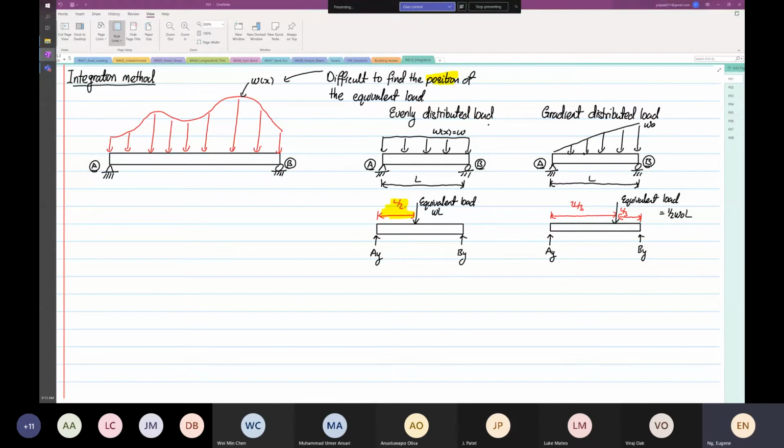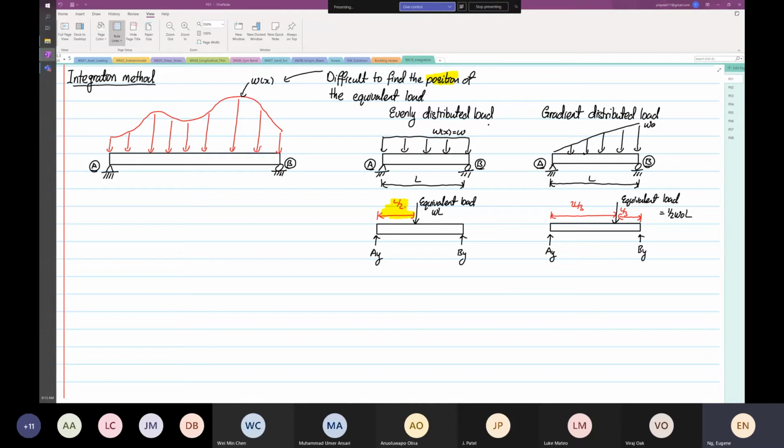But what is the problem? You can find the equivalent load, which is the area under the distribution curve, omega as a function of x. The problem comes is what? Where is this equivalent load going to be acting? That is where the trouble is.